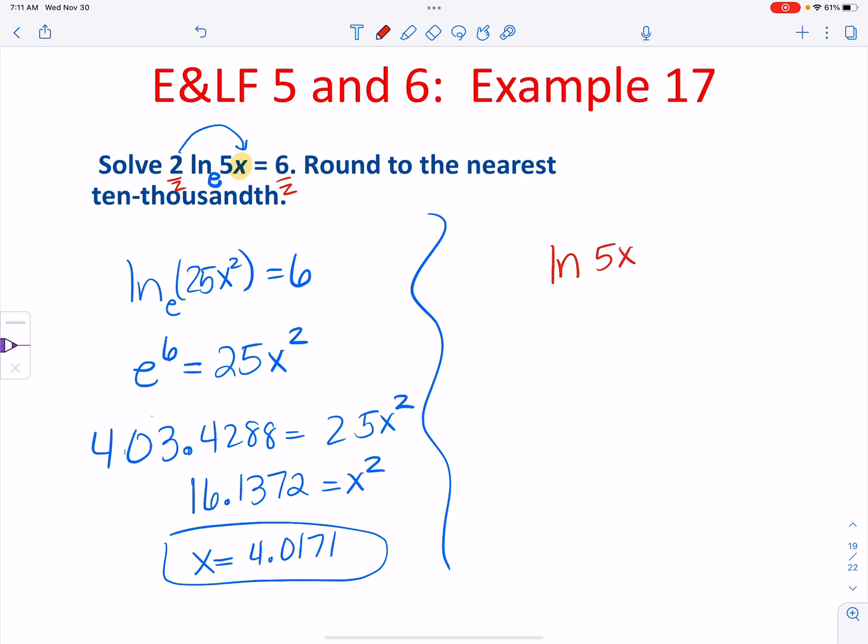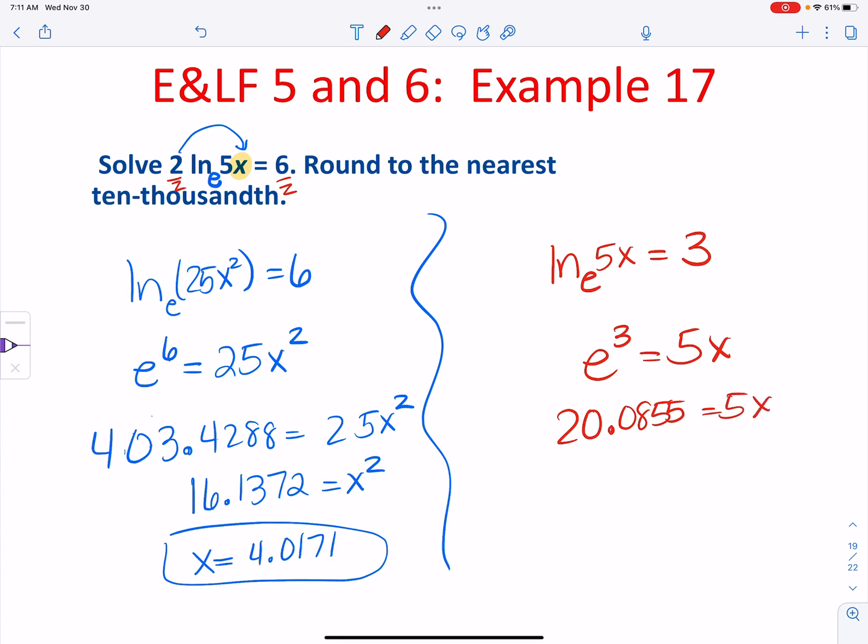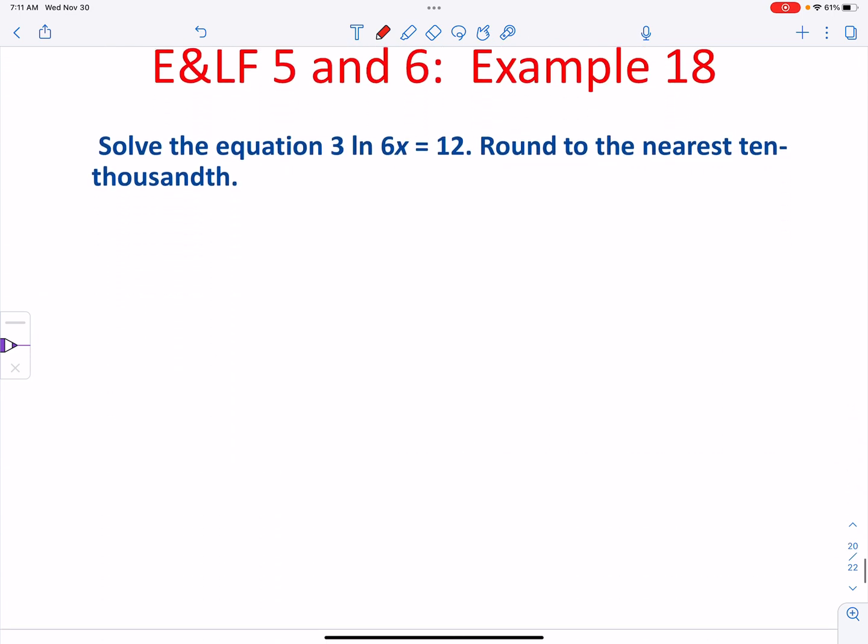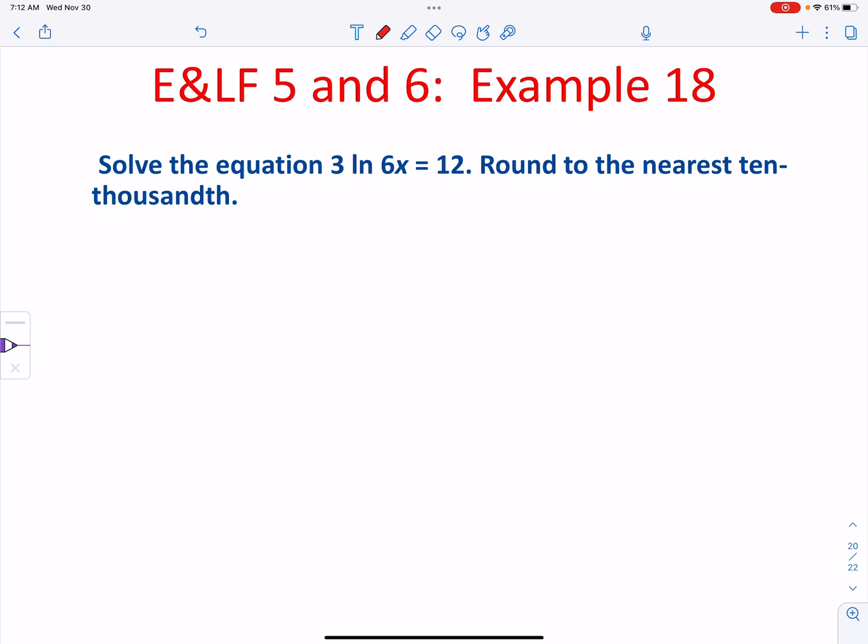So the ln of 5x equals 3. The base is an e. So I would do e to the 3 equals 5x. So on my calculator, I'm going to do e to the 3. I'm just using my phone. And then I'm going to divide by 5. Same exact answer. So I don't really care which method you use. You can put the 2 in or you can move it to the other side. Okay, so go ahead and pause the video and try this one on your own.